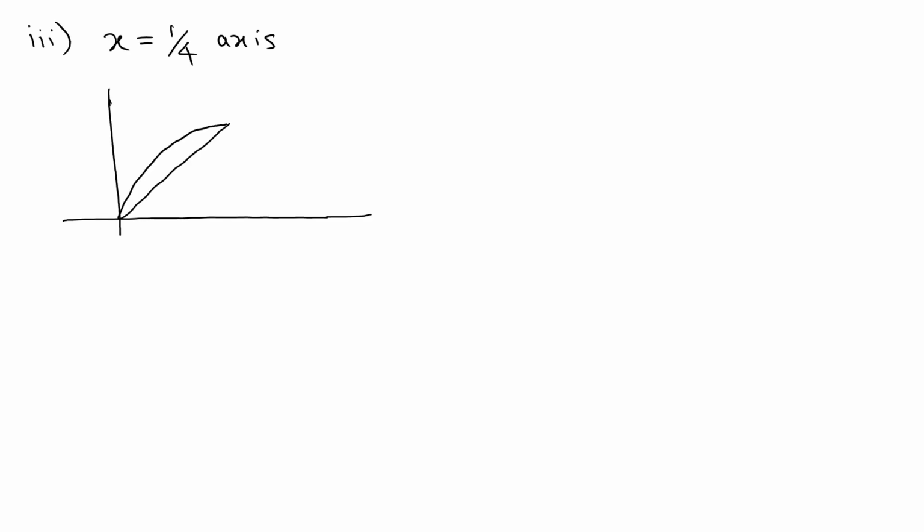So this is the same region, but now you rotate this about the x equals 1/4 axis. If you rotate about this axis, what will happen? This is going to jump to the other side of the axis. It's going to go like that, and on the other side it's going to go like this. So this is the region we have now.